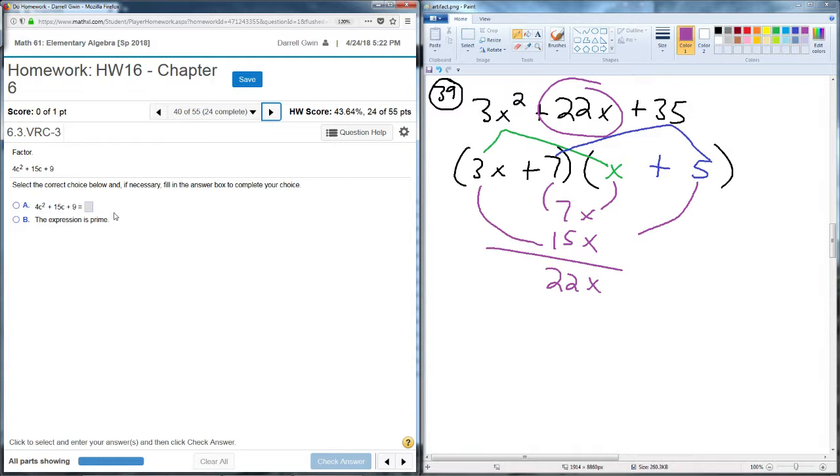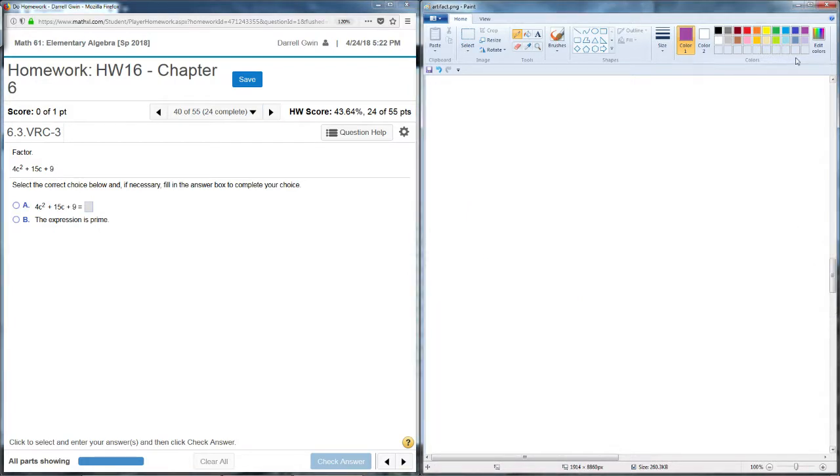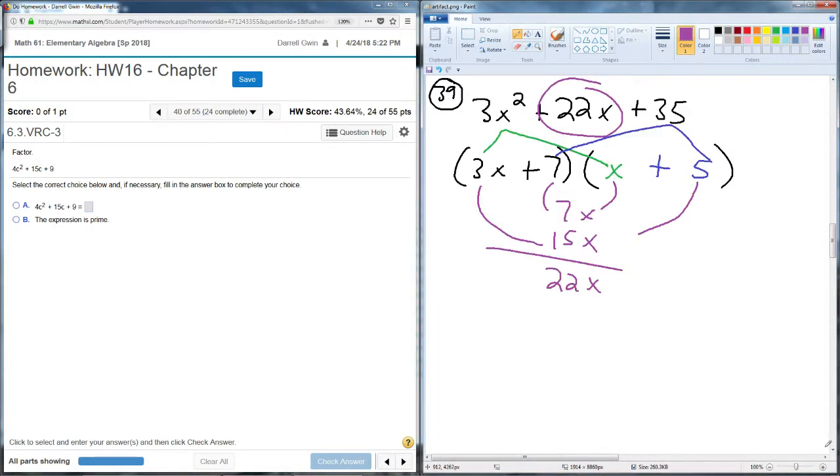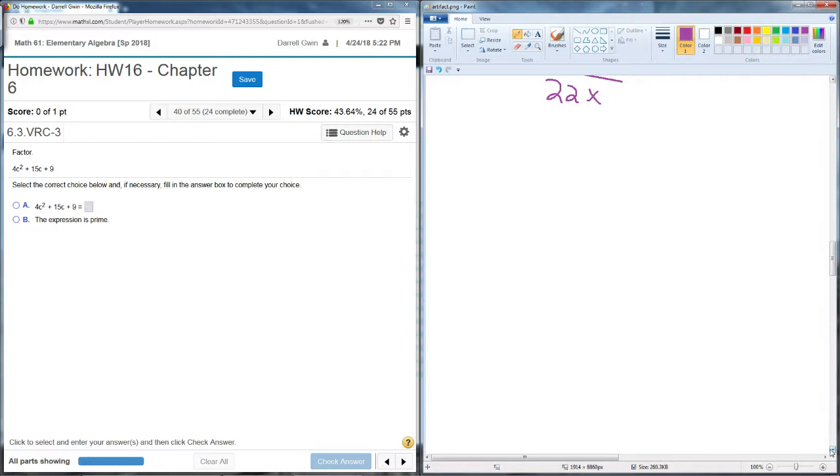Oof. That's a tough one. Definitely need to do number 40. Need a new page for that. Let's scroll down a little bit. And one more. Number 40. Alright, this is the full Monty. This is the full factoring method. This is the full trinomial factoring, the worst case scenario.